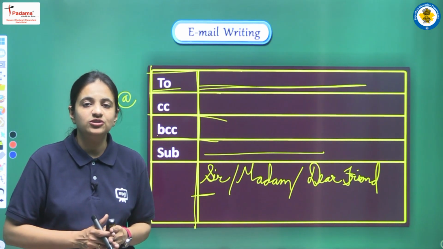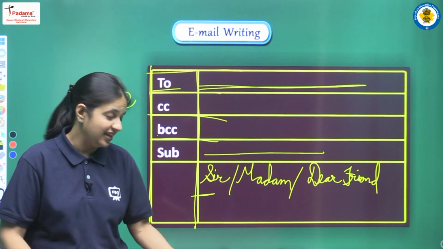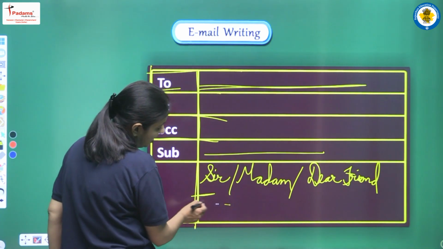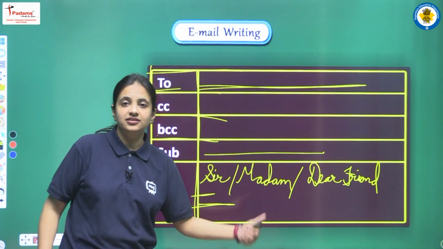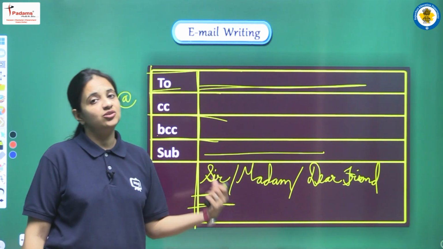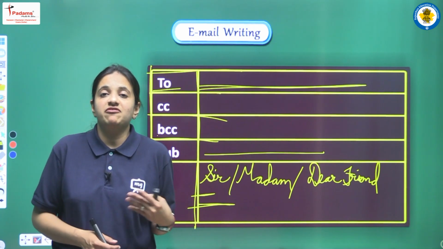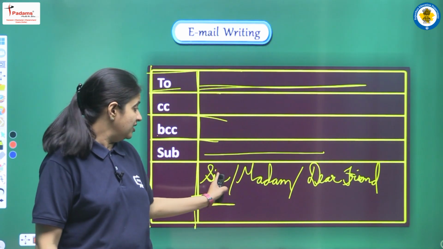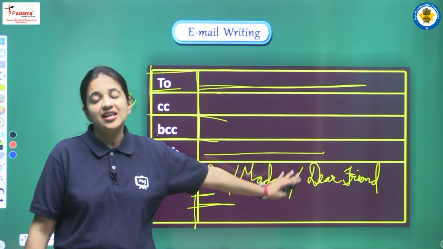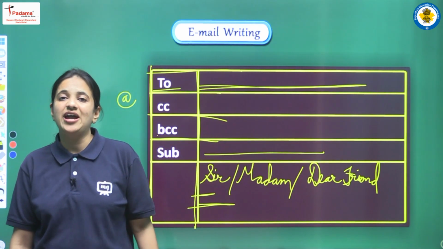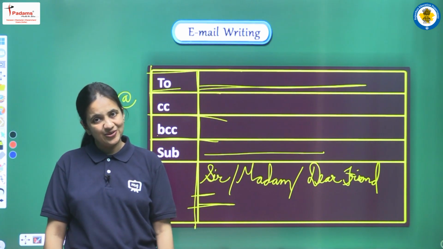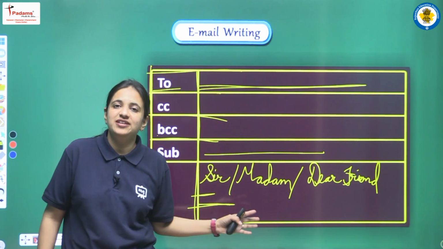And when you have written all your matter, then at the end again you have to write a perfect ending of your email. You can write "Yours obediently" or "Yours affectionately", depending on the person whom you are writing the email to. And then at the end of the email you have to write your name. So this is the structure of the email.